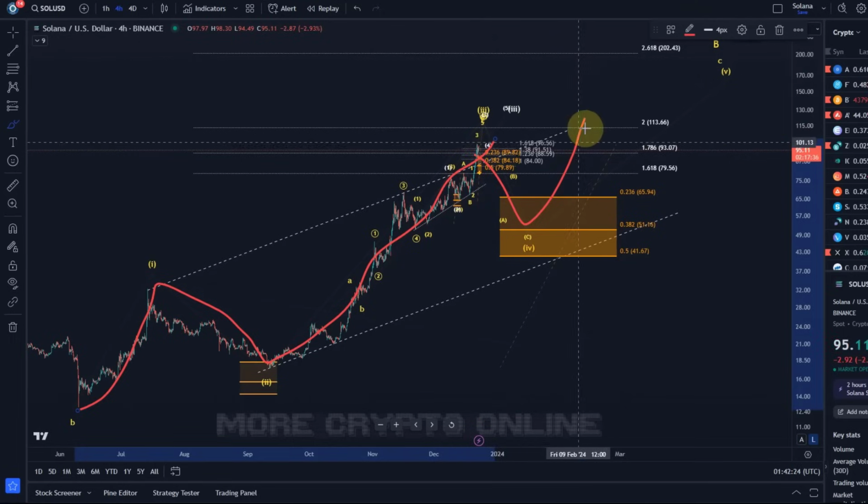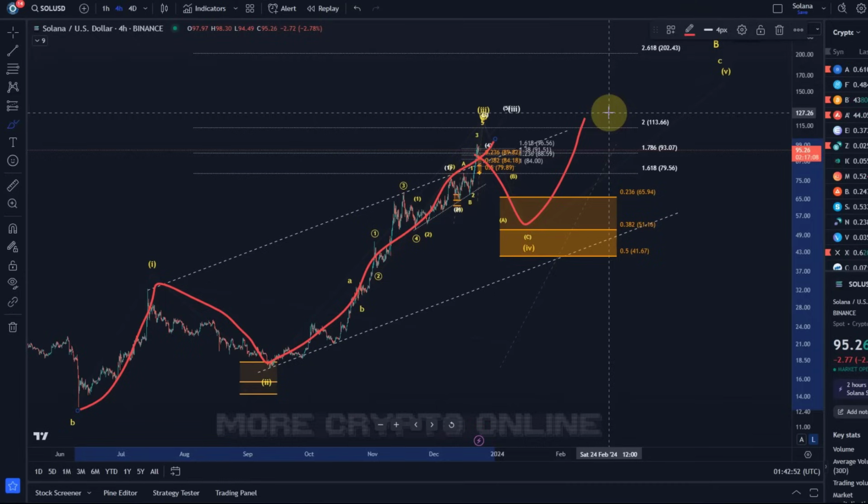Because the fifth wave target calculation depends on either the length of the wave 1 or the length of waves 1 and 3 together. But because they are both huge, the fifth should ideally also be of a significant size. Nothing is guaranteed in these markets, right? But we are lining ourselves up with likelihoods and probabilities. So that's what we're looking at.